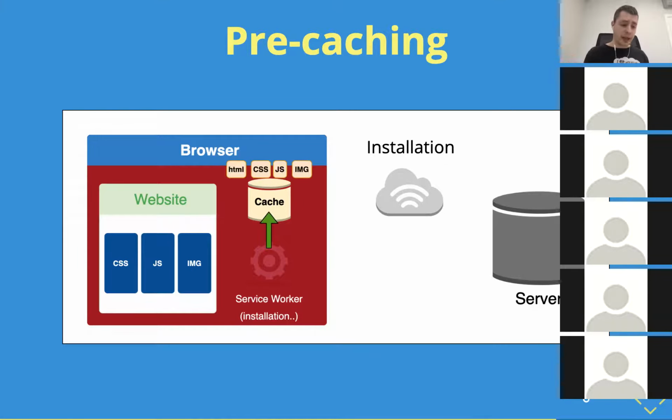Which means that we, as developers, are in control of what's being cached. As soon as the users open a website, we can cache pages which have never been visited by this user, but we can request them from server, put them into cache, so that when the user, for instance, goes offline, we can show those pages from cache already. It doesn't matter that the user hasn't visited those pages.